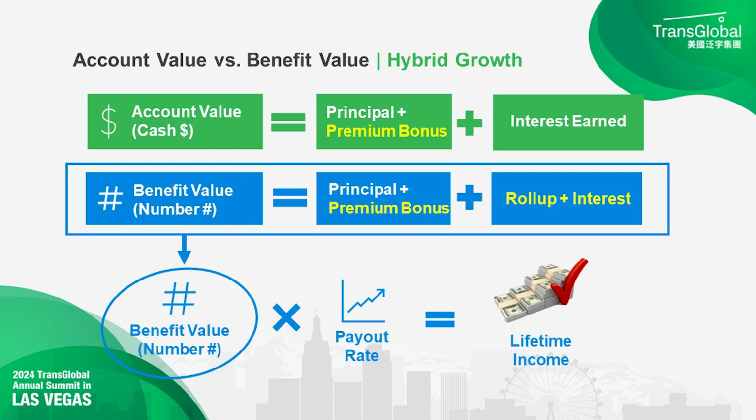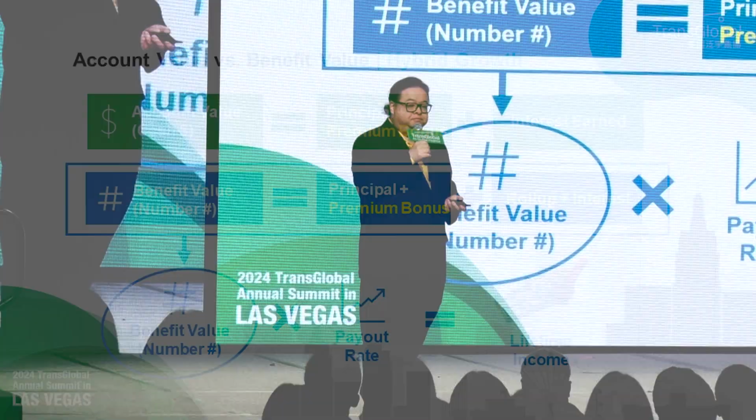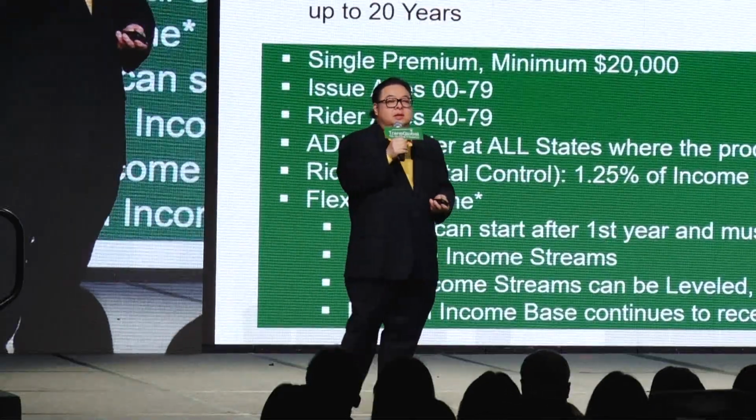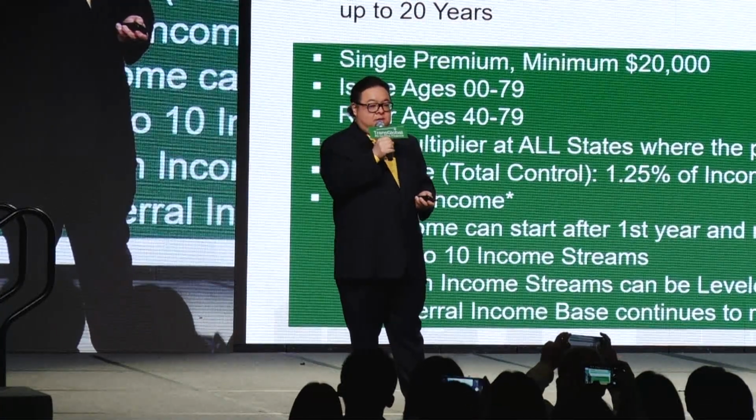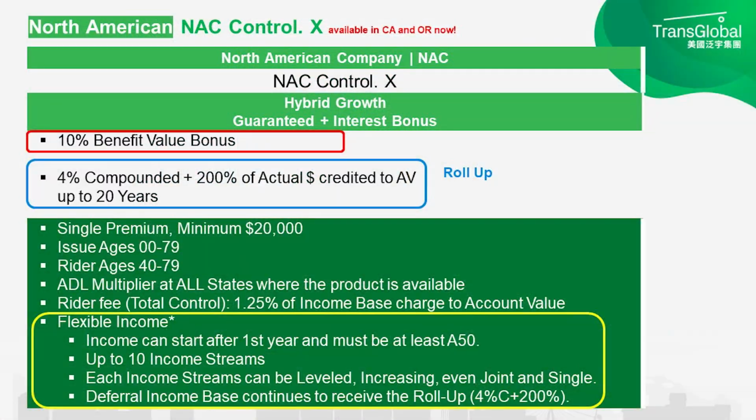Okay, so you will have a guarantee part of the roll-up, and you will gain the interest if you earn any interest. Again, the payout, the benefit value times payout rate, is lifetime income. The first company is North American Control X. It gives you 10% of benefit value bonus, 4% compound guaranteed.